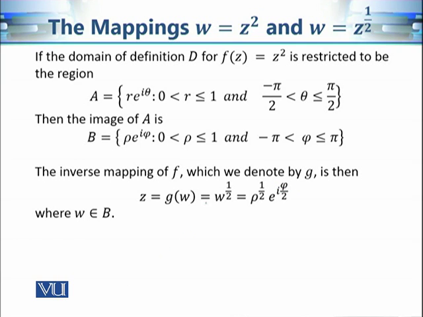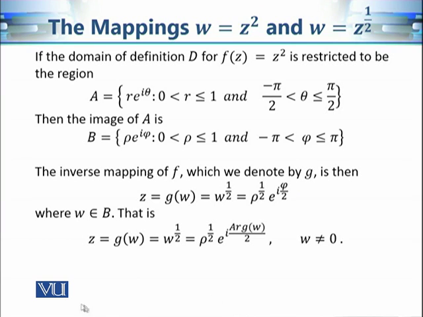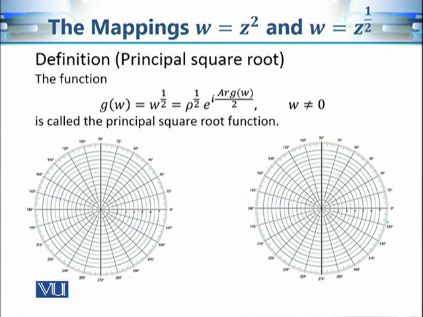Okay, and of course if we write down the argument, phi is basically the principal argument, so this is the form of this square root function. Now, remember, when we calculated the square root of a complex number, we observed that there are going to be two outputs. But here, it is a single valued function.